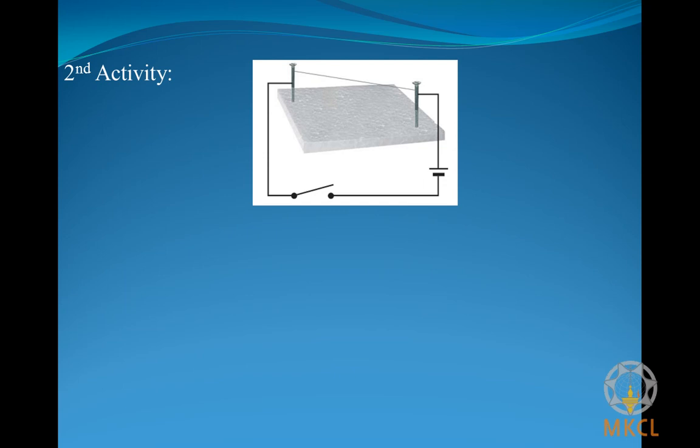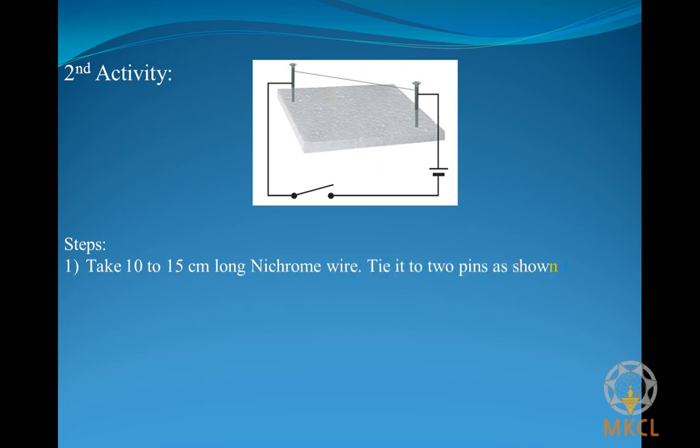Let us go for a second activity. Again, this is another circuit. Take 10 to 15 centimeter long nichrome wire. Tie it to two pins as shown in the figure. What does the figure show? There are two pins tied by some wire, which is the nichrome wire. Connect these two pins to the cell by wires.